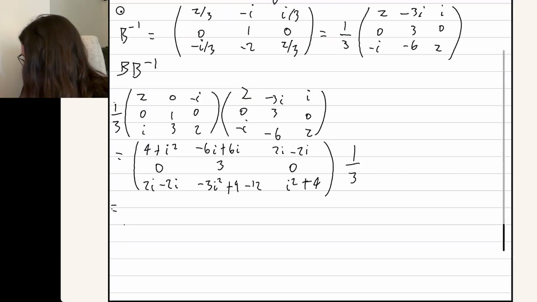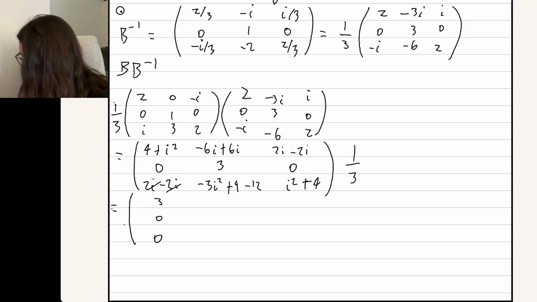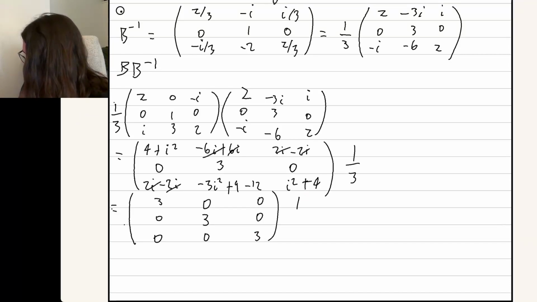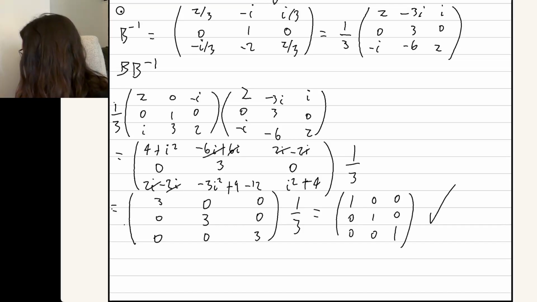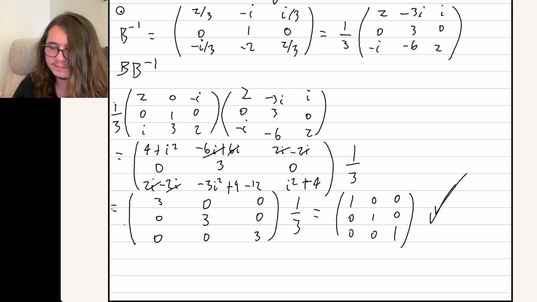So just turning all the i squareds into 1s, we've got 4 minus 1, so 3 here. We've got 0. These cancel out, that's 0. These cancel out, that's 0. 3, we've got 3 plus 9 minus 12, which is 0. These cancel out, 0. 0, 4 minus 1 is 3. The whole thing's divided by 3. We can carry out that division, so we get 1, 0, 0, 0, 1, 0, 0, 0, 1. So we're good. They made the identity matrix after all.